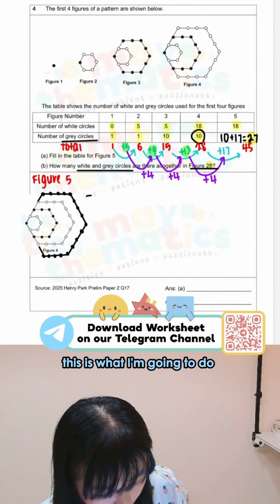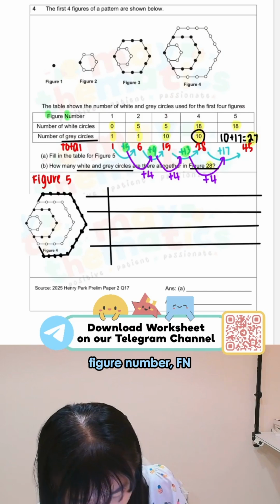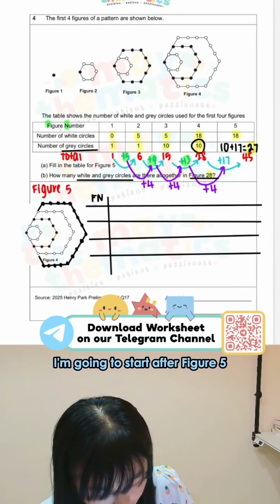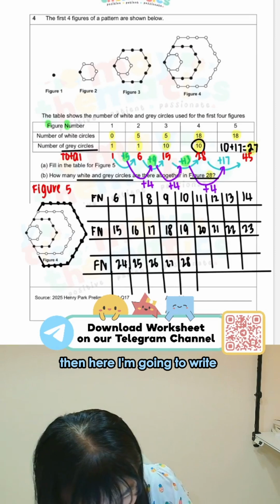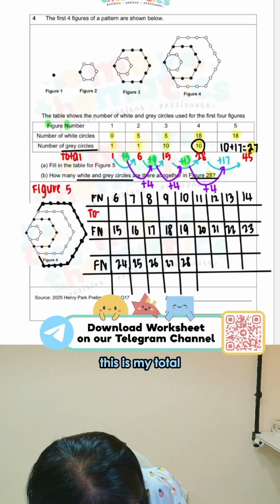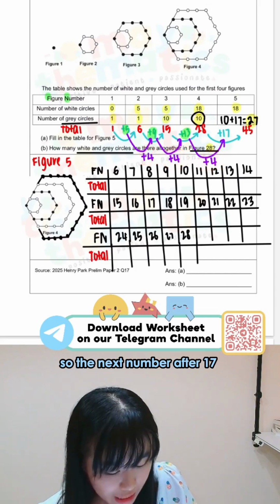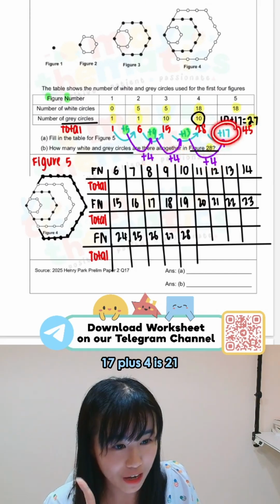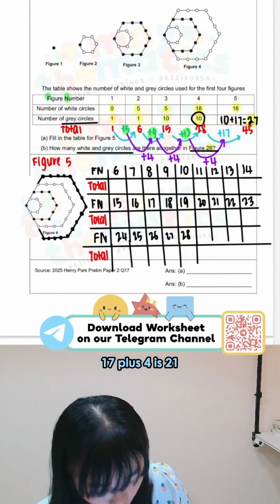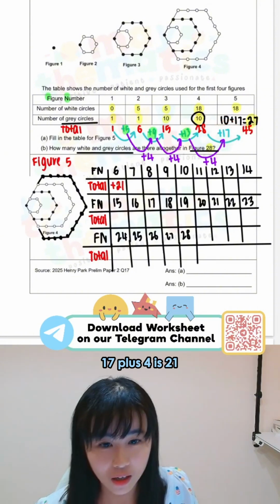But to save time, this is what I'm going to do. Figure number Fn. I'm going to start after figure 5. Then here, I'm going to write this is my total. So if you see the second layer is always plus 4, the next number after 17, 17 plus 4 is 21. Correct? So I need to plus 21.